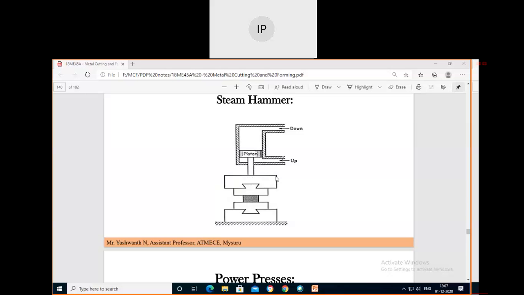The ram is moving up and down, and the ram carries the upper die. Below we have the lower die. In between the lower die and upper die we have the hot metal, or it is called the billet. And the last component we have is the anvil. This is supporting the lower die. Understood? Any doubt here in the steam hammer?